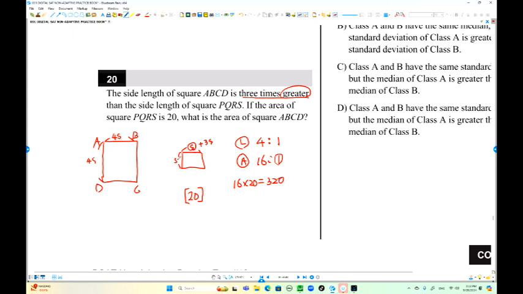Or you can use the length of a side. S squared equals 20. What is the area of this one? 4S times 4S is 16S squared. But S squared is 20 over here. Put this number in there. 16 times 20 equals 320. You can use this one too, okay?